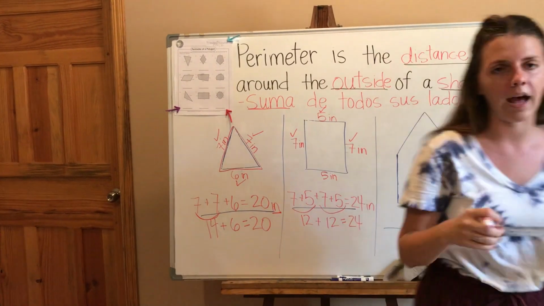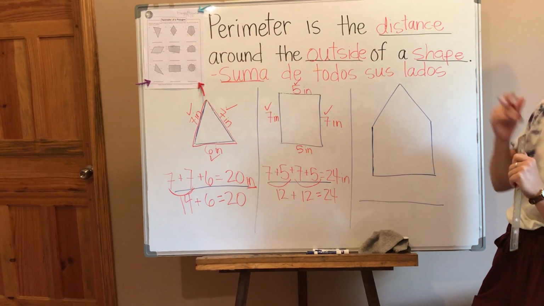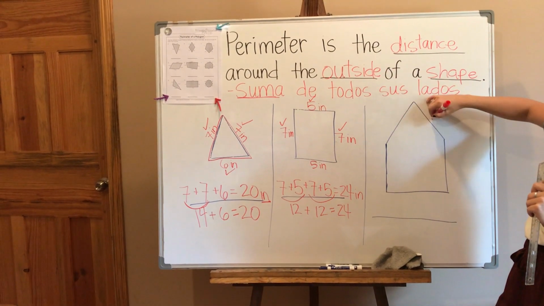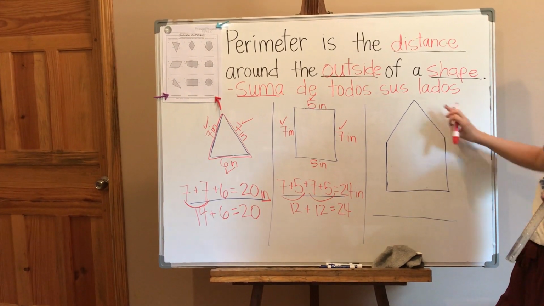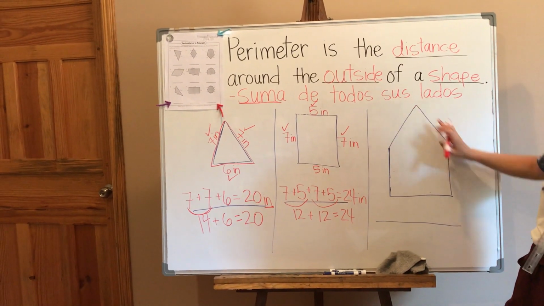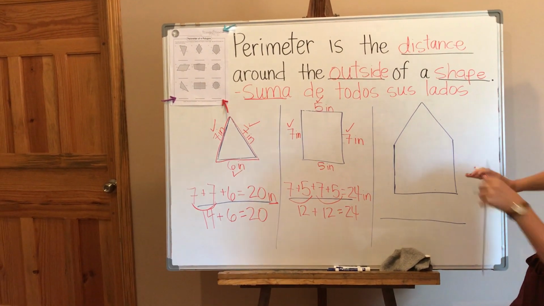Okay, I'm going to start at the start here on mine. On this, how many sides does this shape have? 1, 2, 3, 4, 5. So we are going to see what the distance around all 5 of those sides is. This is called a pentagon.